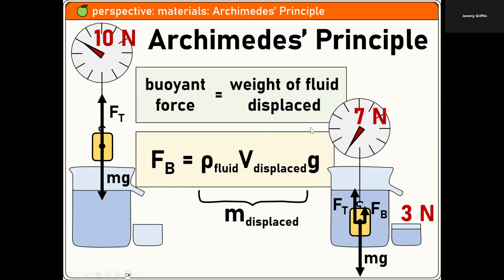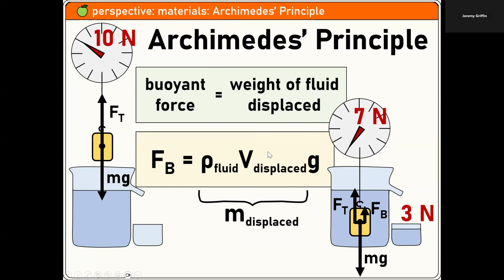Now, my number's a little bit different, so maybe we got a slightly different density object. But what Paul Hewitt was showing you was that the buoyant force, the support force from the water that's trying to make you float, is exactly equal to the weight of the fluid displaced. Here's where we had this overflow can. So if this object weighs 10 newtons, and you dunk it into the water and the tension goes down to 7 newtons, the other 3 newtons must represent the weight of the water that's displaced.